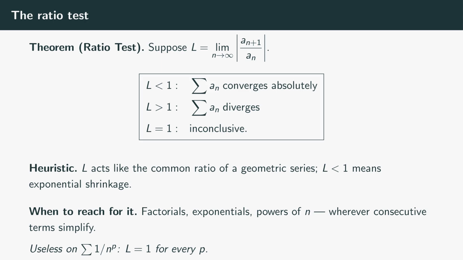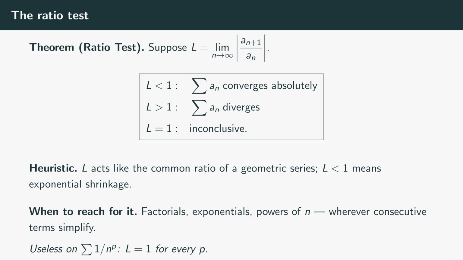The ratio test. Statement. Compute L, the limit of the absolute value of a_(n+1) over a_n as n approaches infinity. If L is less than 1, the series converges, and in fact converges absolutely, a stronger property we'll define shortly. If L is greater than 1, the series diverges. If L equals 1, the test gives no information, and you need a different tool.